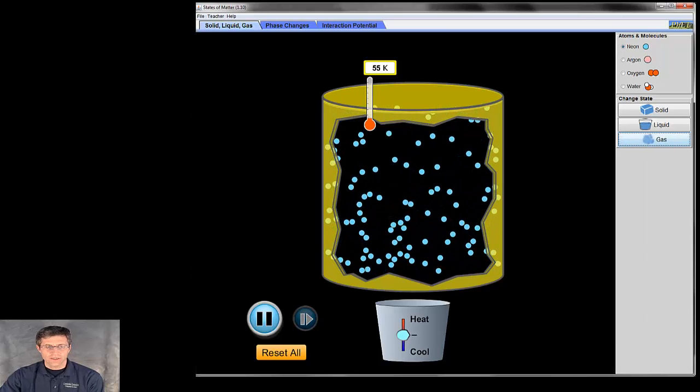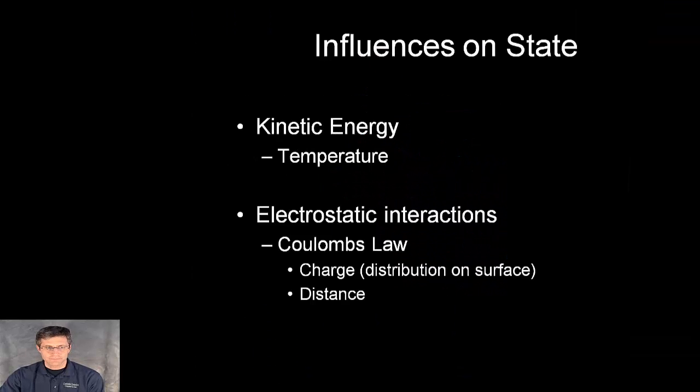And this is the basic concept that we want to have: that there are 2 influences on the state. One is the kinetic energy. Our measure is going to be temperature. So as we increase the temperature, we increase the kinetic energy of molecules, and this is in balance or conflict with the electrostatic interactions, or our intermolecular interactions. And these are based solely upon Coulomb's law. So this is just charge interactions. If we have more charge or a shorter distance, it'll be a stronger interaction. And this is what we're going to use to make predictions about the strengths of interactions.